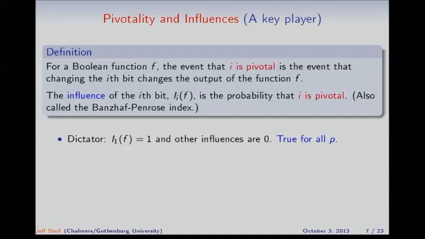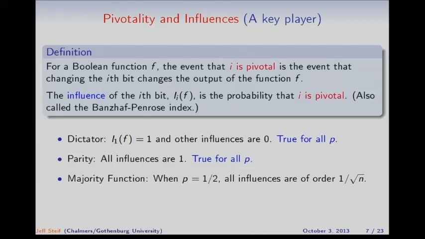Okay, so very quickly, the dictator function: the influence of the first bit is 1, and all the other influences are 0. For the parity function, all the influences are 1, because if you change any bit, the output changes. The majority function is the first slightly interesting one: what's the probability of, say, the first bit being pivotal? Well, the first bit can only change the outcome of the election if there's a complete tie among all the other bits. And the probability of that tie is of order 1 over square root of n.